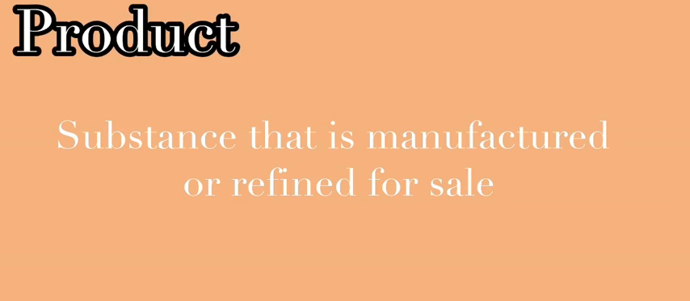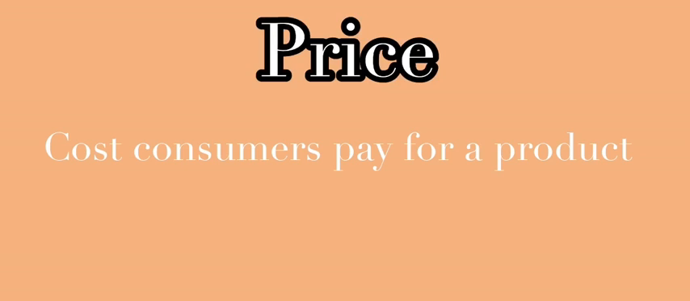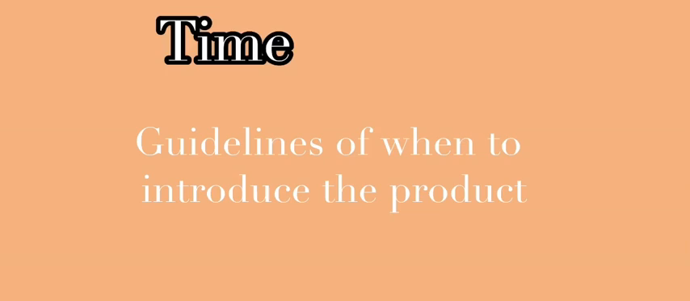Next is the actual product. Product is a substance that is manufactured or refined for sale. Then is the source. A source is certain characteristics which have one or more inputs or outputs. Then is price. Price is, of course, cost consumers pay for a product. Your final common objective is time. Time is the guidelines when to introduce a product.